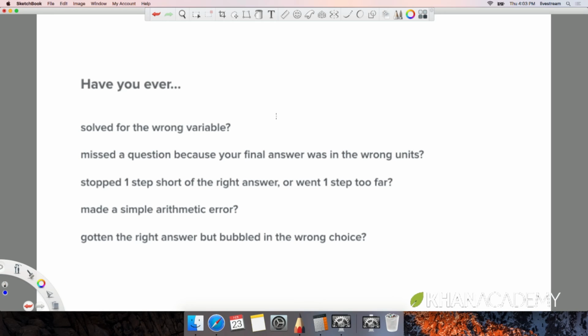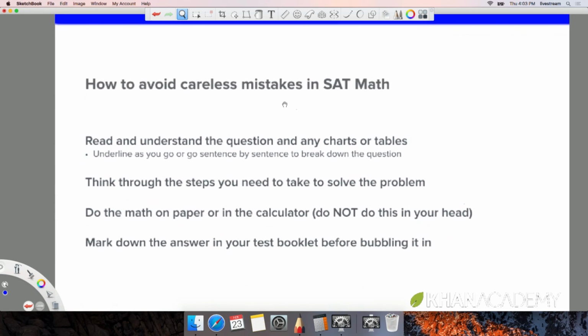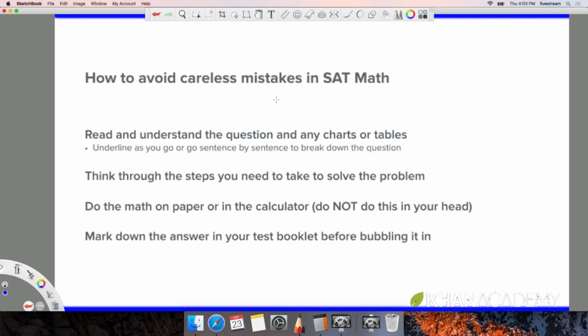But what I'm going to show you today is a process that's really helped me and helped other students reduce the number of careless mistakes they make. There are other ways to go about it, but this is one process that's worked really well for me. So let's take a look. There are really 4 steps that I'd recommend you take to cut down on careless mistakes. The first one is just to read and understand the question and any charts or tables that you have.